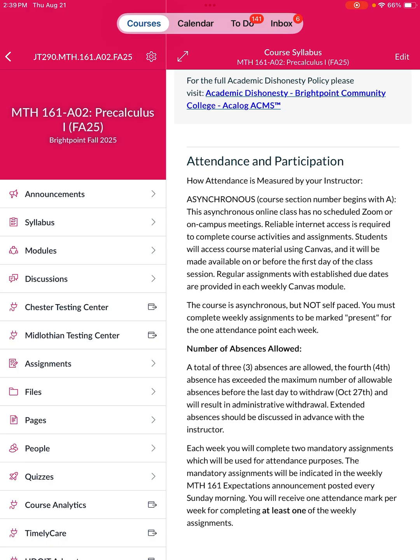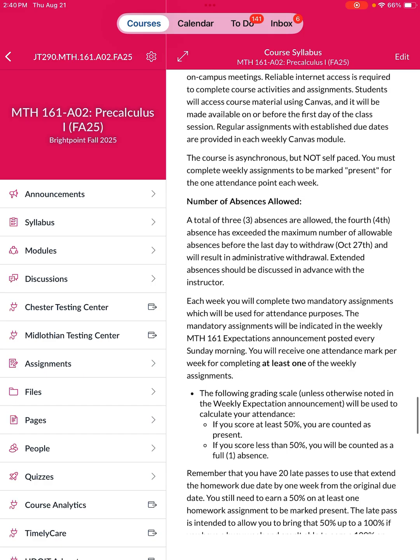Something that is commonly misunderstood. This is an asynchronous course. It is not self-paced. You need to complete weekly assignments so that you are marked present for 1 attendance point per week. It's pretty easy to be marked present. All you have to do is complete one of the 2 mandatory assignments up to 50%. And I have that down here. If you score at least a 50%, you will be marked present. If you score less than a 50%, you will get a full absence.